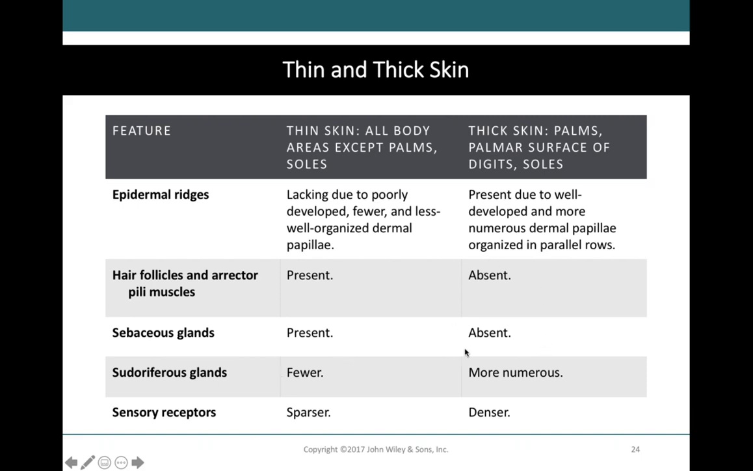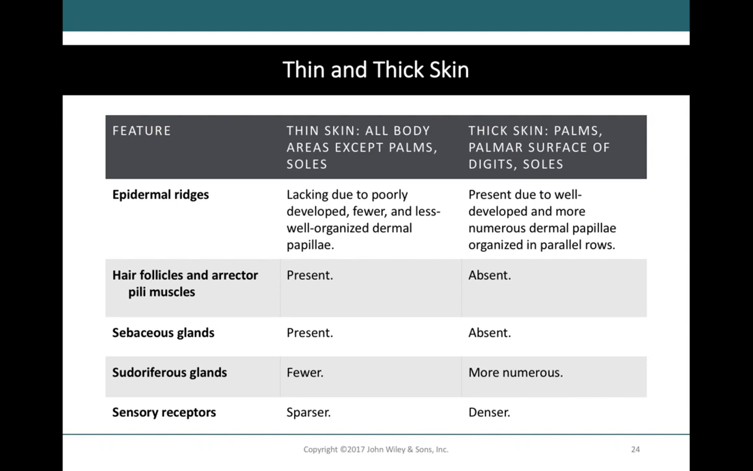however not present in areas of thick skin. Sudoriferous glands, which are sweat glands, eccrine and apocrine glands, are going to be more concentrated in areas of thick skin. However, this is only true for the eccrine sweat gland. Remember, apocrine sweat glands can be found in areas of the axilla as well as the genital regions. So these sudoriferous glands are more so referring to our eccrine sweat glands, and these can be found all over the body. However, they're more highly concentrated in areas of thick skin.